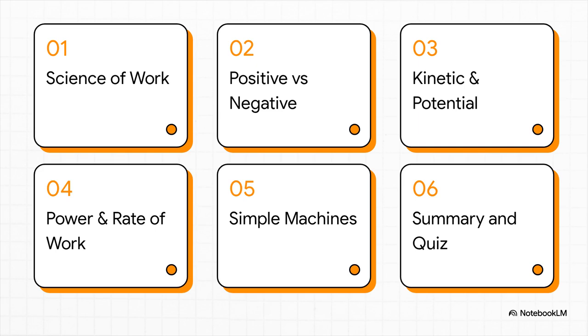First, the science of work. Second, positive versus negative work. Third, energy, specifically kinetic and potential. Fourth, power and rate of work. Fifth, how simple machines help. And finally, number 6, a quick summary and quiz to wrap it all up.